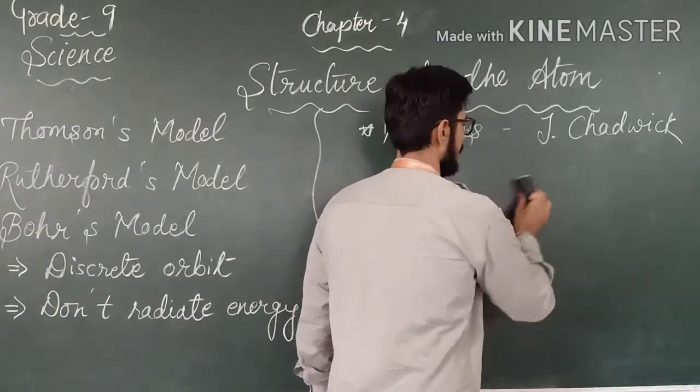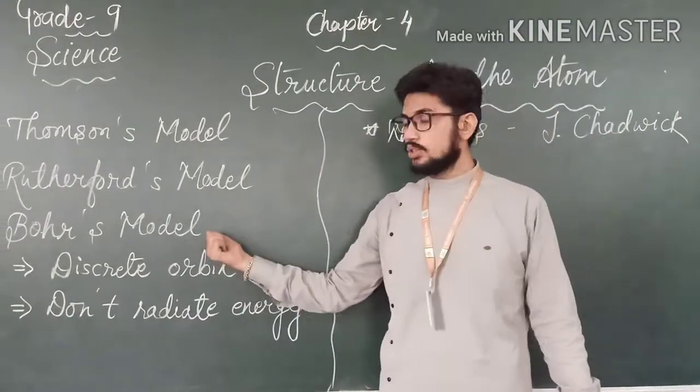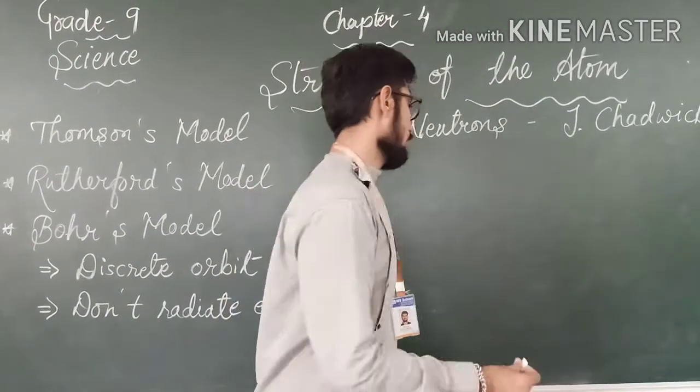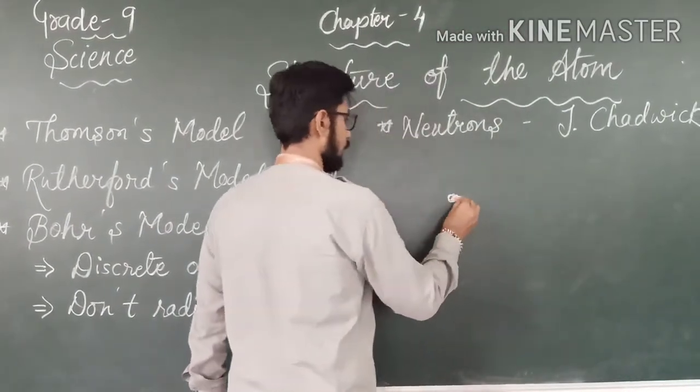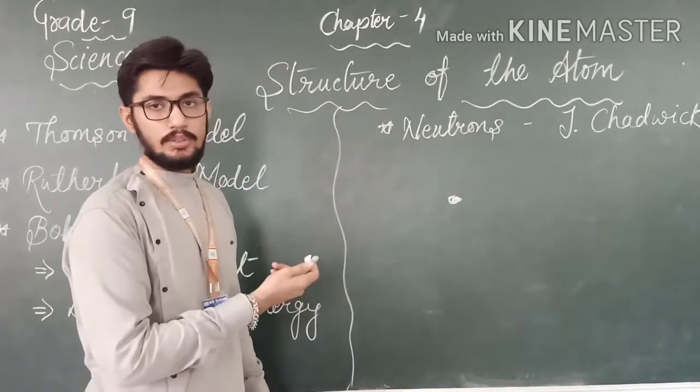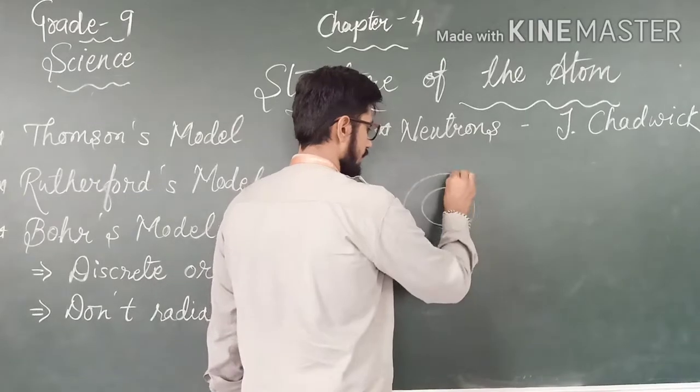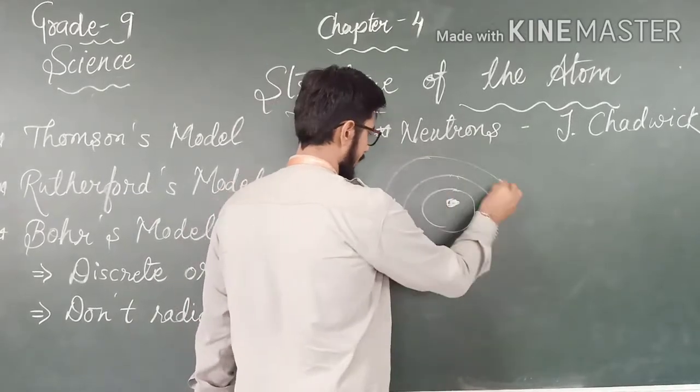So next we got a new model which is given by Bohr. Now if we go on Bohr's model, according to Bohr's model it will look something like this. Nucleus is still present as we came to know from the Rutherford experiment. Now we are having the discrete orbits, means more than one orbit we are having here.